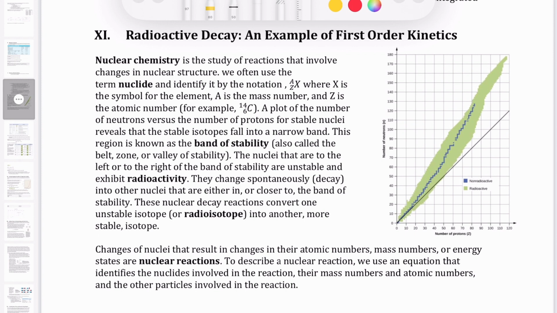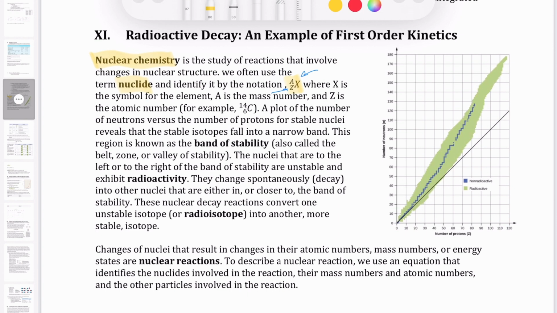Okay, so now we're going to look at a special case of first order kinetics, which is the case in radioactive decay. Nuclear chemistry is the type of chemistry that studies reactions that are involved in the nucleus or the nuclear structure. And so we're going to look at something called a nuclide, which is basically just the atom written in this form, which you might remember from Chem 11 as representing the mass number on the top, that's the A, and then the Z represents the atomic number. X itself, of course, is just a symbol of that element.